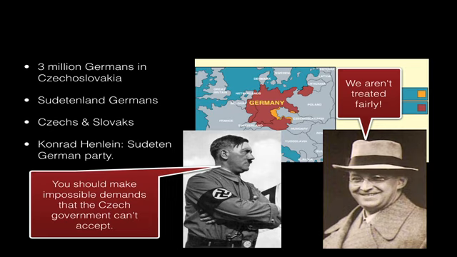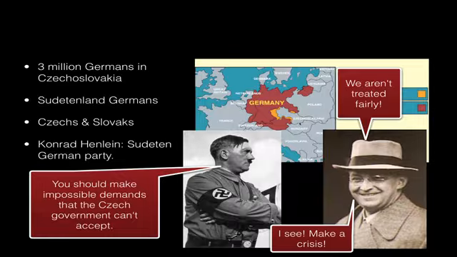Well, why would they do that? Why would Konrad Henlein and the Sudeten German Party make demands that they knew that the Czechoslovak government would not accept? Well, because Hitler and Konrad Henlein wanted to make a crisis in Czechoslovakia, which would give Hitler an excuse to invade and take over the Sudetenland.